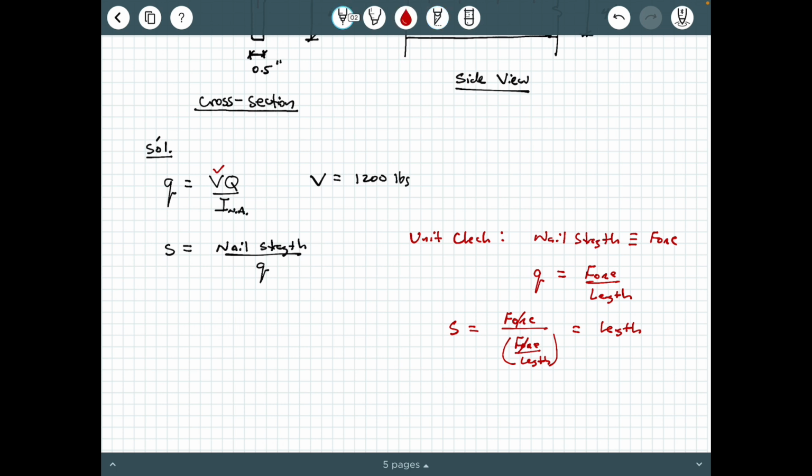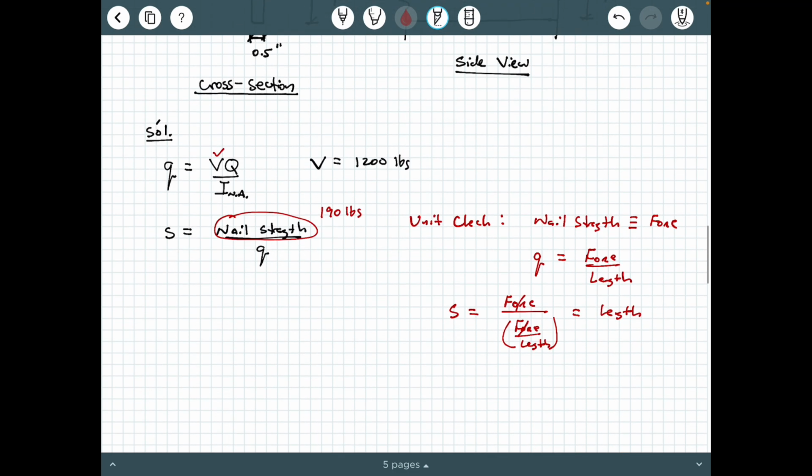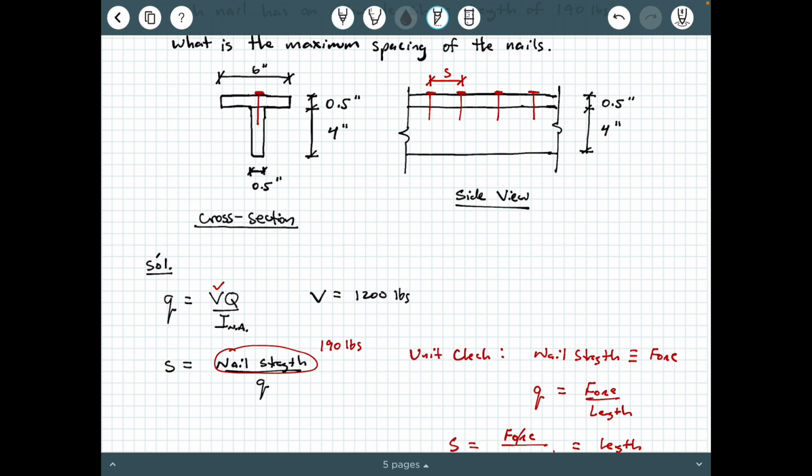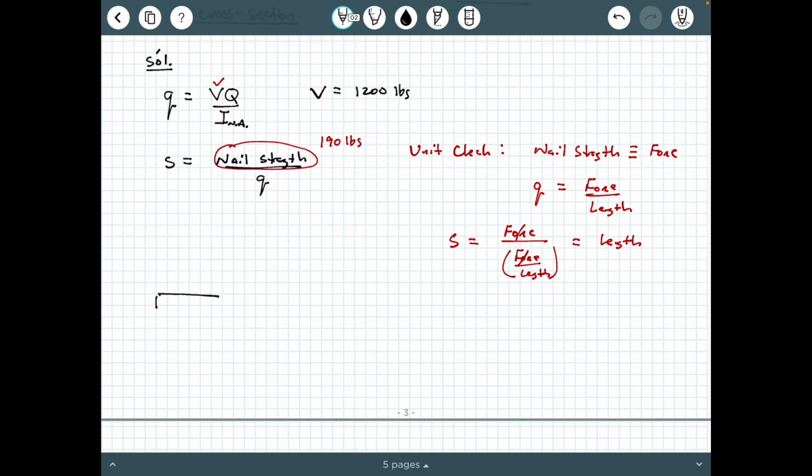And again, we know that the nail strength right here is the 190 pounds that we were given in the problem statement. So again, the work is really getting q, and in particular, getting capital Q and moment of inertia. So let's go ahead and do that. We'll start with moment of inertia, and we're looking at this T-shape right here, which has dimensions of 6, 0.5, 4, and 0.5. So I'm going to draw that here: 6, 0.5, 4, and 0.5. And I'm going to put a datum here.